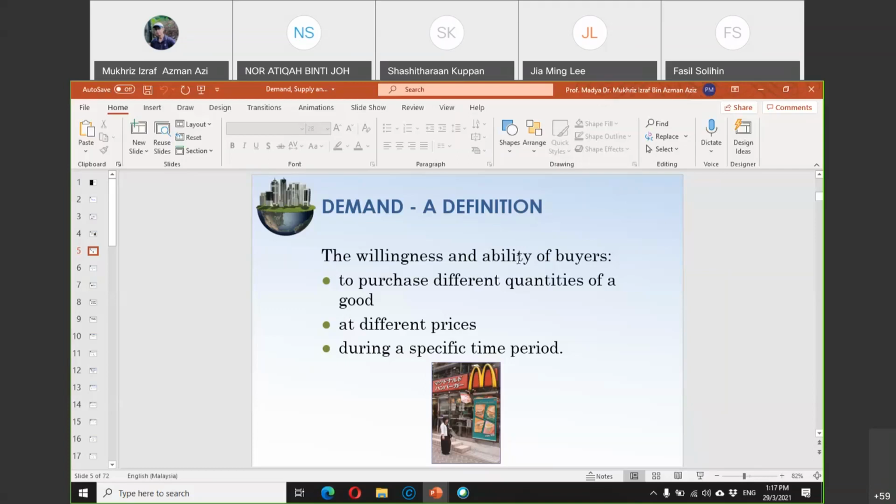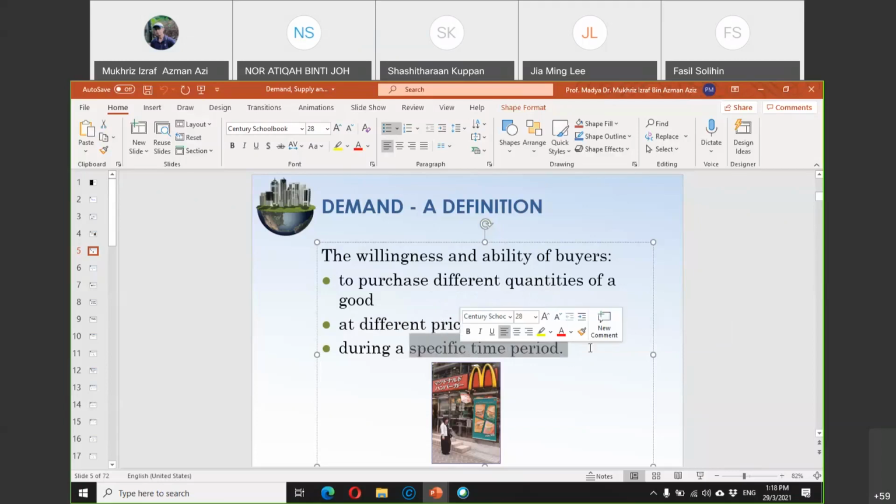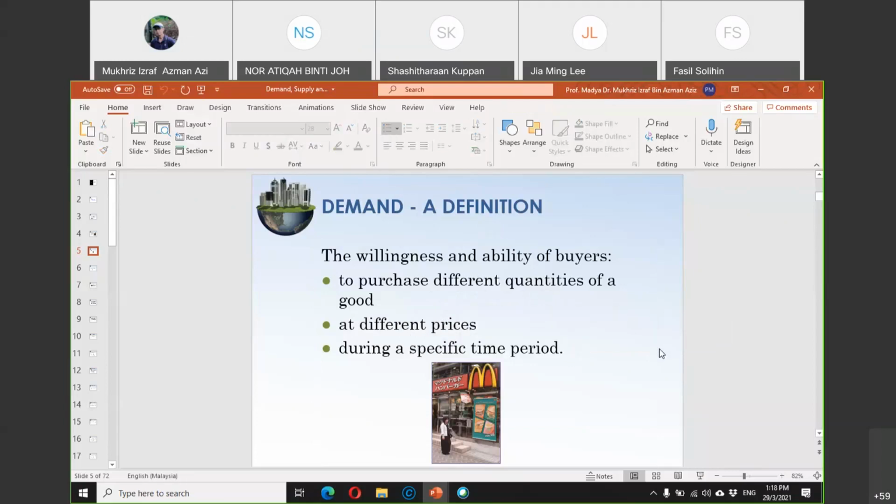But even though you have the ability to pay, if you're not willing to buy, meaning that you don't have any preference, or it is not according to your choice or your taste, then demand will not happen. So it must have two ingredients or components for demand to exist: willingness and ability to buy different quantities at different prices, at a specific time. So we only analyze at one particular point of time.